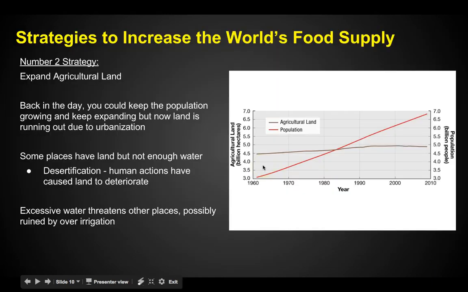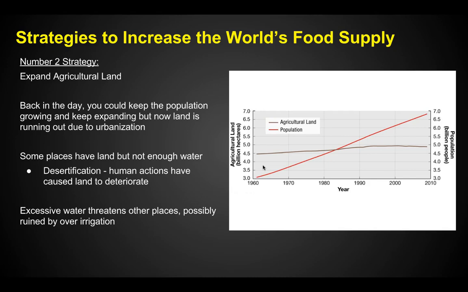Another strategy to increase the world's food supply. Number two, expand the agricultural lands. Back in the day, you could keep the population growing and keep expanding, but now land is running out due to urbanization. Also, some places have land but not enough water due to desertification, where human actions have caused land to deteriorate and you can't actually grow crops there anymore. But excessive water also threatens places, which have possibly ruined farmlands because of over-irrigation.